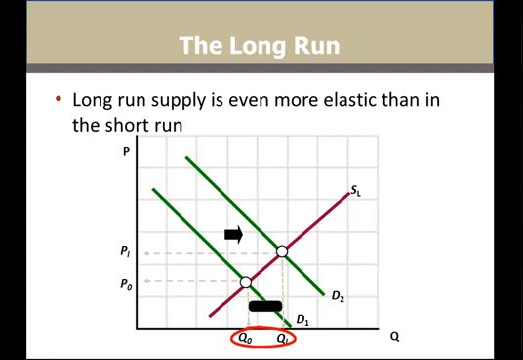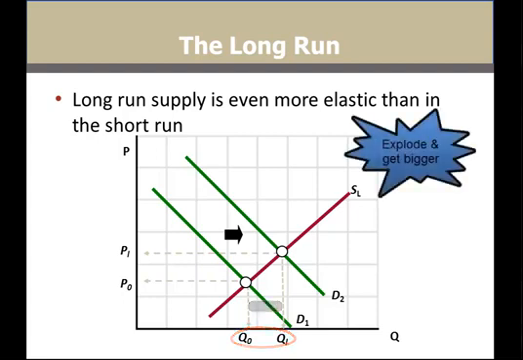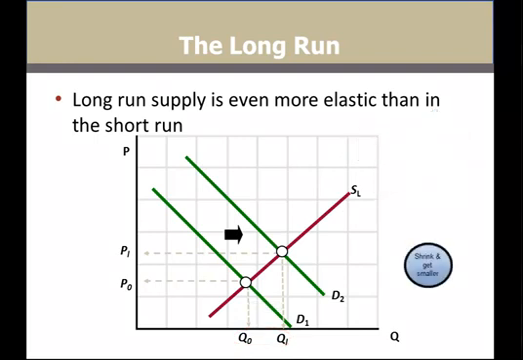In the long run, all the inputs are variable, even the size of the firm. The firm can expand, or it could reduce the size of the firm in regard to long-run prices, whether they had price increases or price decreases.